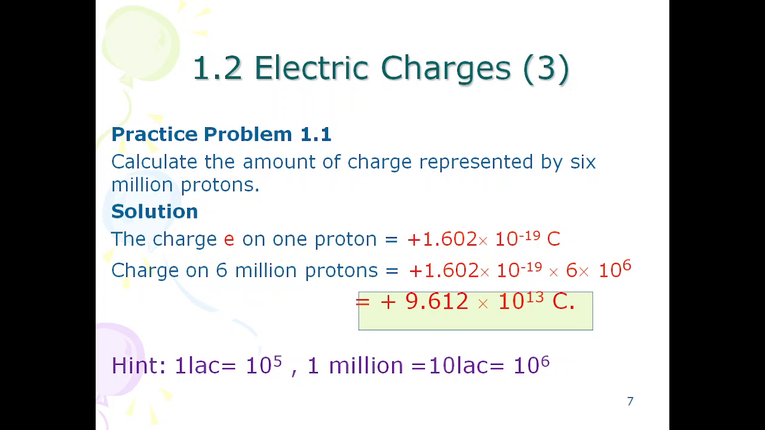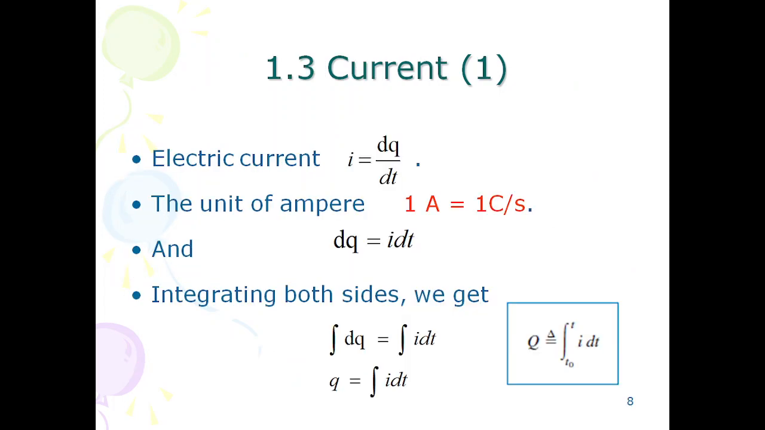A charge on a proton is equal to plus 1.602 times 10 raised to minus 19 coulomb, and charge on 6 million protons is equal to multiplying both: charge on 1 proton multiplied by 10 raised to 6. Then the answer is plus 9.612 times 10 raised to minus 13 coulomb.